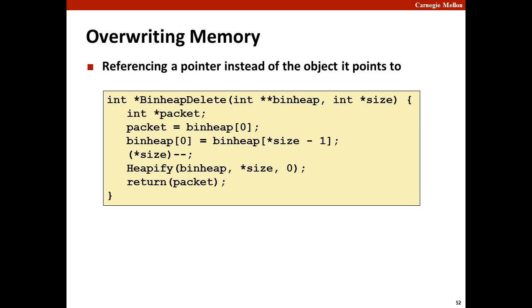So bin heap is something being passed in. When you return it, you're returning the pointer, you're not returning the object that it's pointing to. If I look at this, packet is assigned equal to bin heap of 0, which is a pointer. Do we see that? That's probably not actually what we want. We probably want the node.